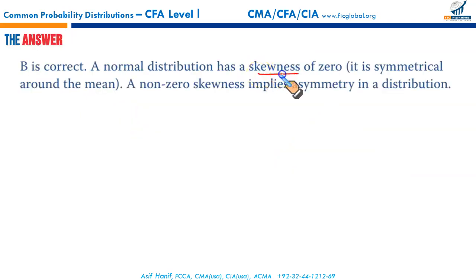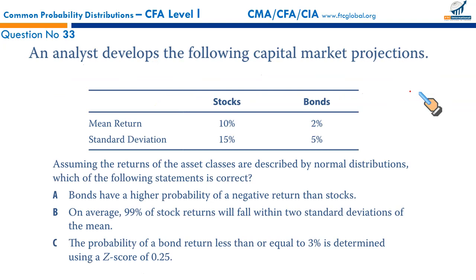A normal distribution has a skewness of 0 because it is symmetrical around the mean. A non-zero skewness implies asymmetry in the distribution. We know that from prior learning. Alright, next question number 33.